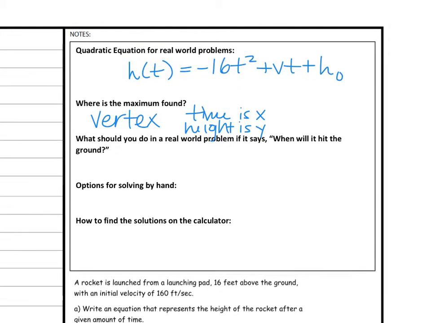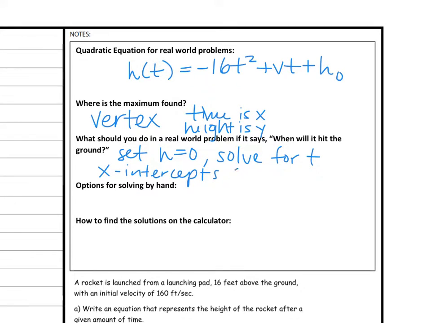If it says when it'll hit the ground, what should I do? When will it hit the ground? What am I looking for? Nancy? Great. And what am I solving for, Nancy? Yeah, you're going to solve for t. What is that on the graph? Do you remember? And these are the x-intercepts. Good.